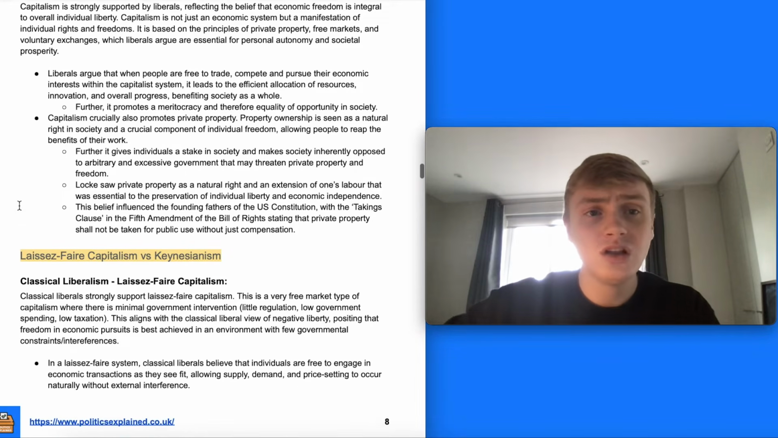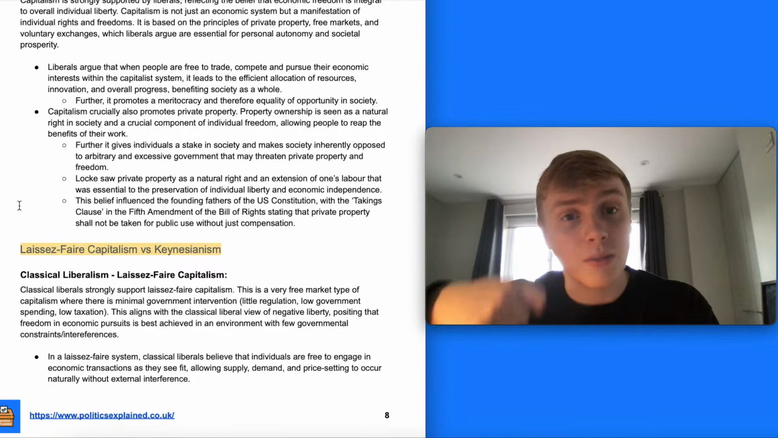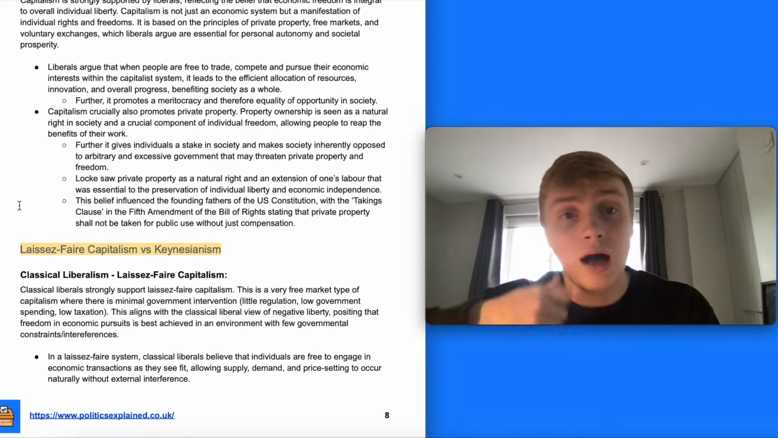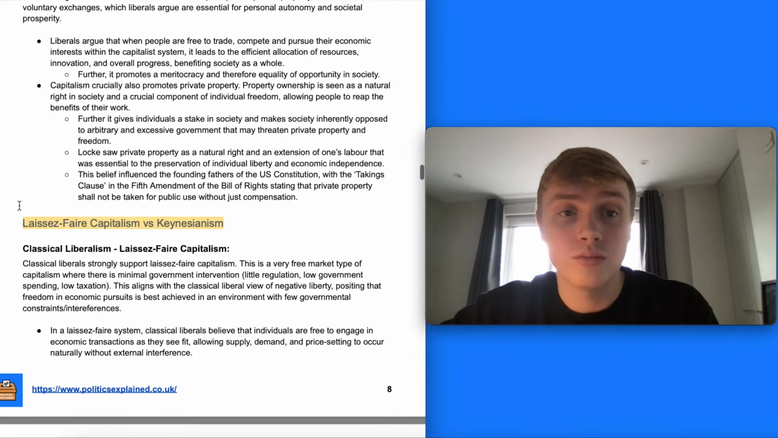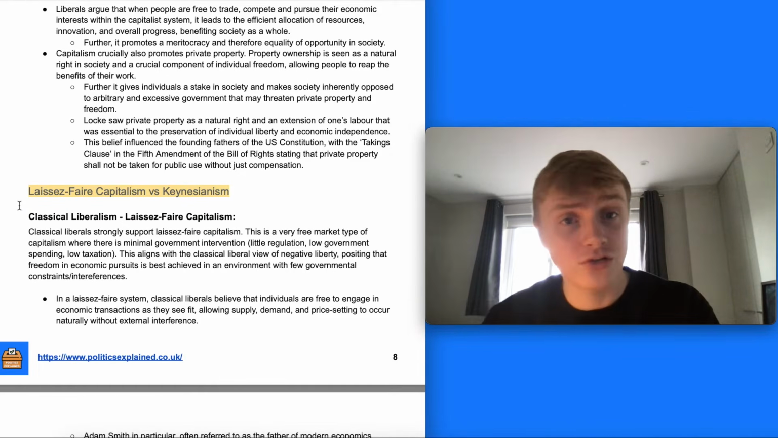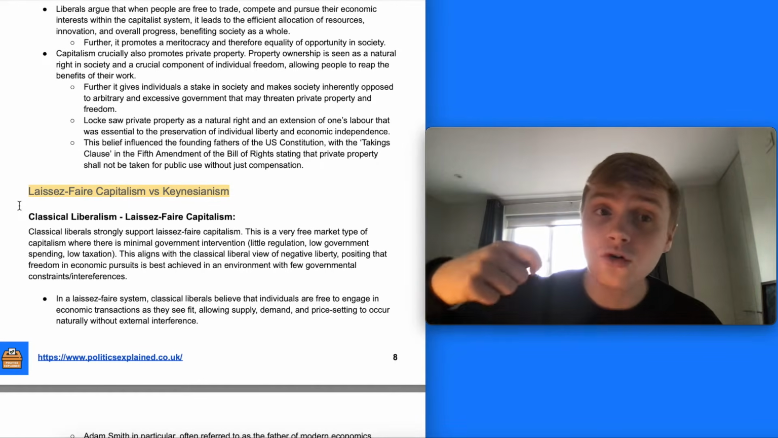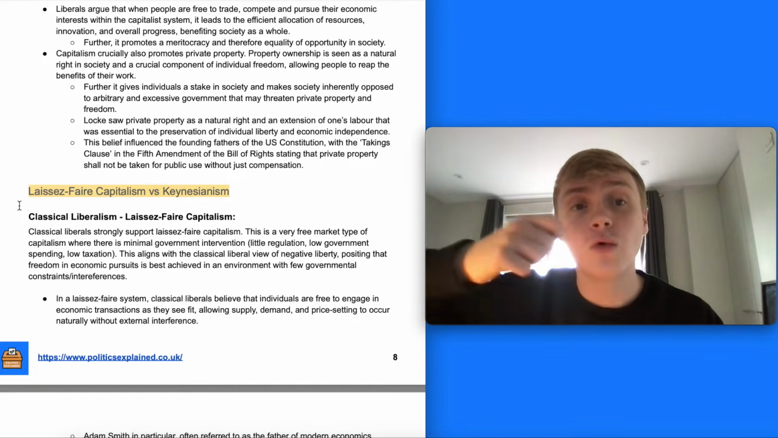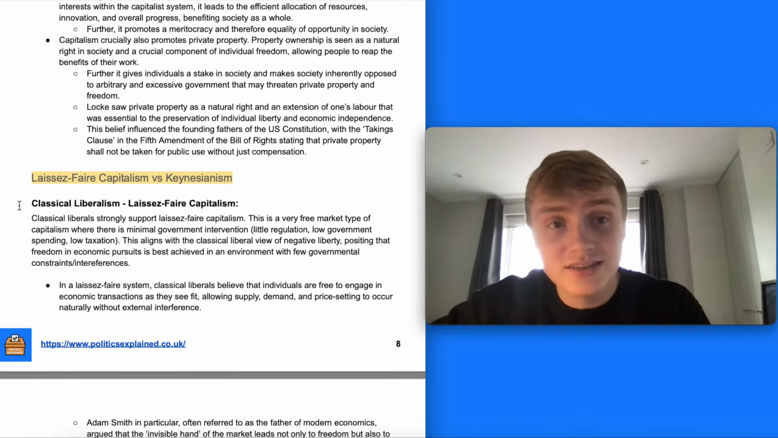So they argue that when people are free to trade, which is in the capitalist system, compete and pursue their economic interests, it leads to the efficient allocation of resources, innovation, and overall progress, which benefits society as a whole. It also promotes a meritocracy and therefore equality of opportunity in society. And capitalism, crucially, also promotes private property, which for liberals is seen as a natural right in society and a crucial component of individual freedom.